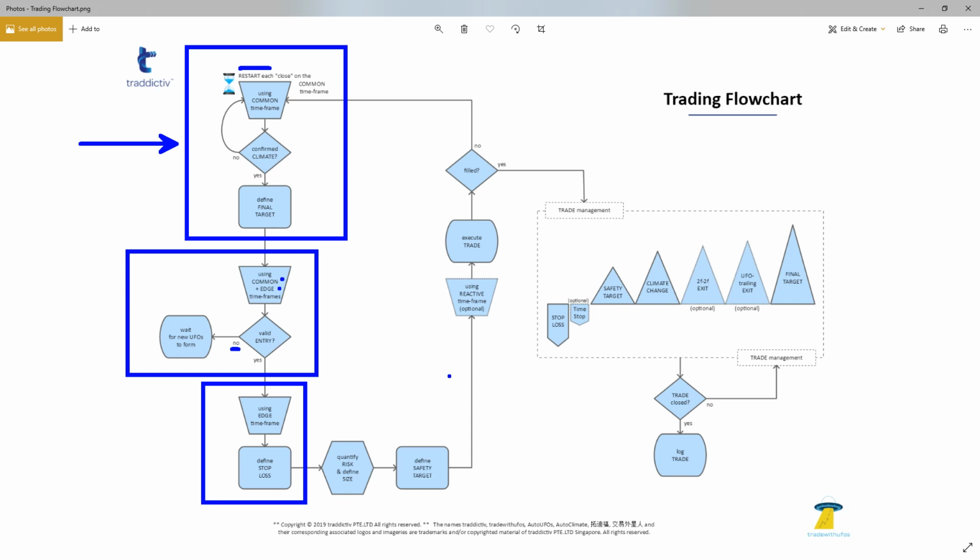That's it. Anyway, next step, we quantify risk and size, no changes. We define the safety target, no changes. We use the reactive time frame as an option, no changes. We execute the trade, no changes. Filled or not filled, no changes. And then when we get into trade management, we have one more rule for trade management, which is a climate change.